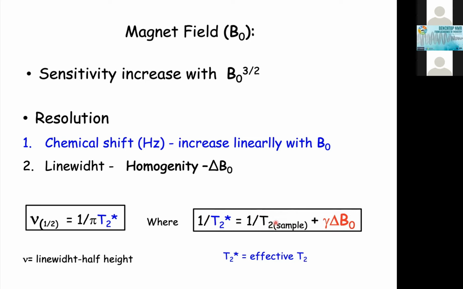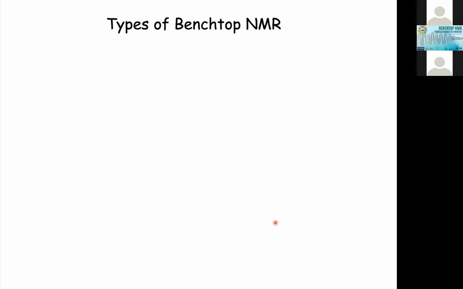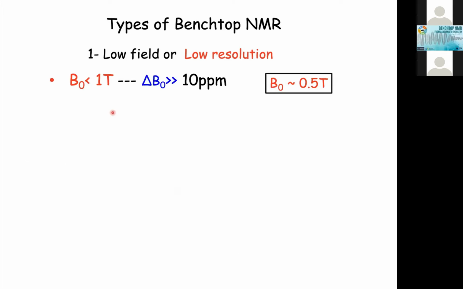This sample has almost no effect. Okay, I just show you the type of benchtop, low field or low resolution. Normally, the magnetic field is below 1 Tesla, and the magnetic field inhomogeneity is much larger than 10 ppm. That's normally the range of chemical shift for hydrogen.